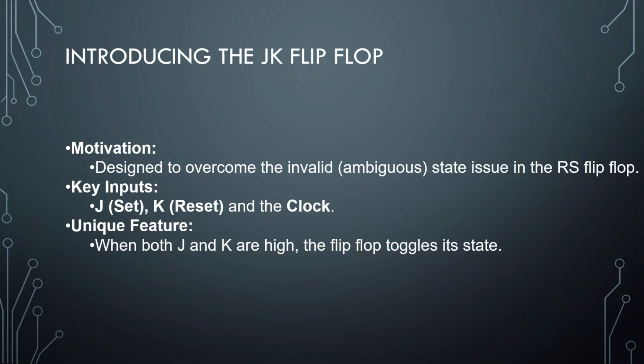When both J and K are active at the same time and the clock is high, the JK flip-flop doesn't go into an invalid state. It toggles. That means it switches its output to the opposite of its current state. This added feature makes the JK flip-flop more reliable and extremely useful, especially in circuits that need counting or toggling behavior. It's a powerful and flexible component in sequential design.